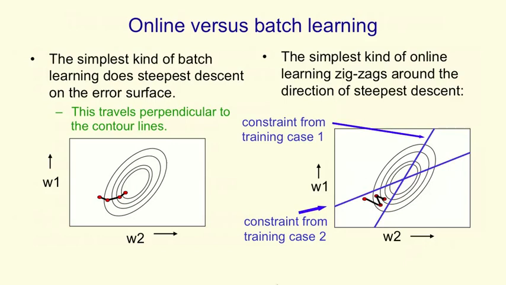So if we start at one of those red points, and we compute the gradient on the first training case, the delta rule will move us perpendicularly towards that line. If we then consider the other training case, we'll move perpendicularly towards the other line. And if we alternate between the two training cases, we'll zigzag backwards and forwards, moving towards the solution point, which is where those two lines intersect. That's the set of weights that is correct for both training cases.